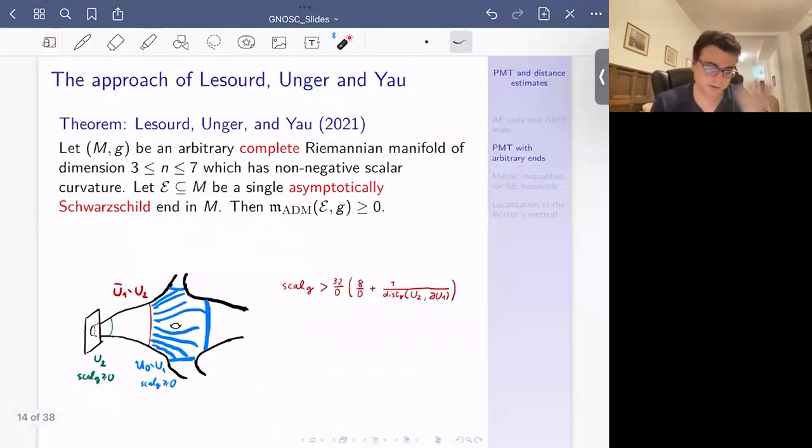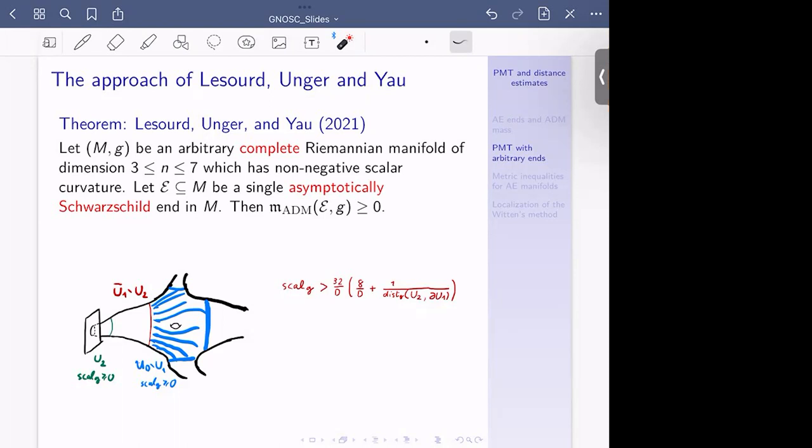All right, and then in particular this implies the positive mass theorem with arbitrary ends in the case where the end E is asymptotically Schwarzschild, and the reason is that this is a classical result of Schoen and Yau, that you can always make a conformal change in the asymptotically Euclidean end in such a way that the scalar curvature is strictly positive.